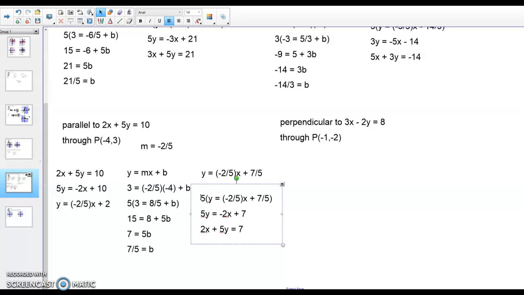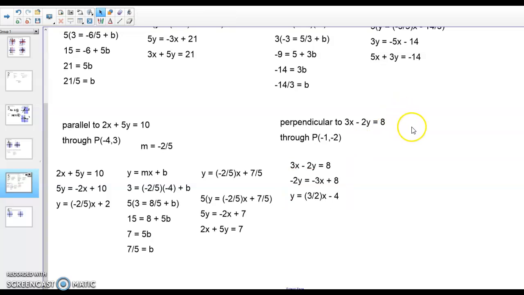And if you want to check it, 2 times negative 4 is negative 8. 3 times 5 is 15. Negative 8 plus 15 equals 7. Now a line perpendicular, we're still going to get our slope. So once again, you can use the negative a over b, which is 3/2 in this case, or you can solve for y, which is probably easier for most of you. We divide everything by negative 2 here, I get positive 3/2 x minus 4.